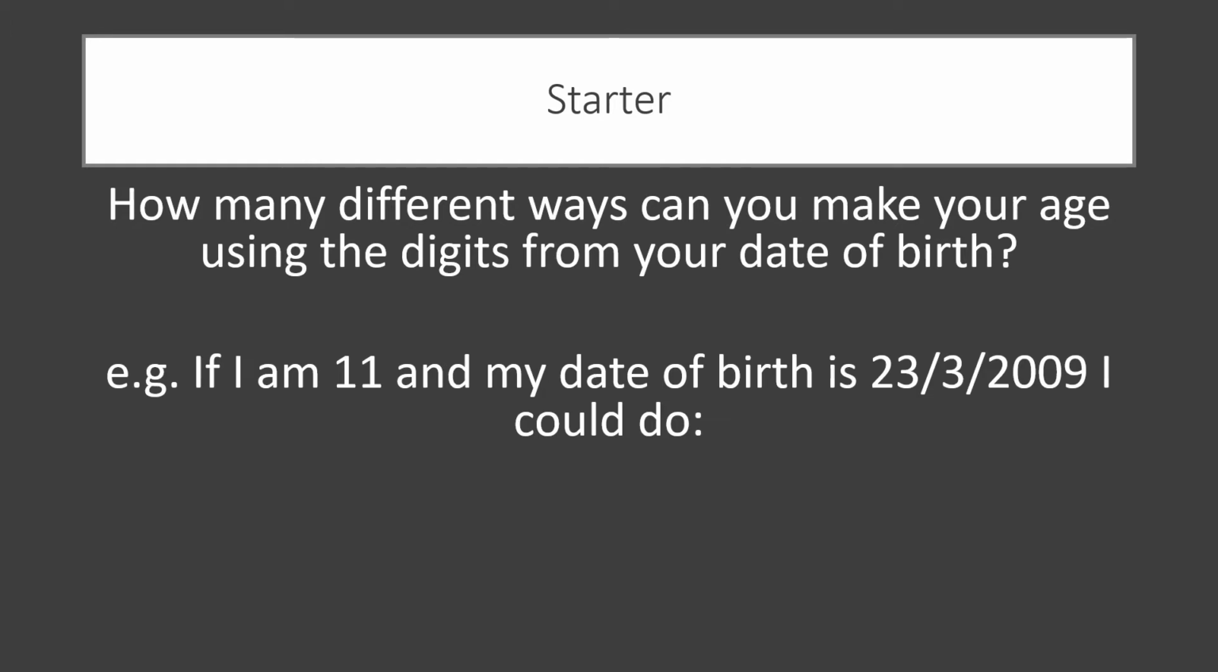So say I was 11 years old, and my date of birth was the 23rd of March 2009, I could make 11 by, so 9 plus 3, which is 12. Then I subtract 2 divided by 2, which is 1. So I've got 12 take 1, which equals 11. And then I'm going to add 3 times 0 times 0. Now anything times 0 is 0. So I've got my 11. I'm adding 0 to 11, which is my year. Sorry, my age.